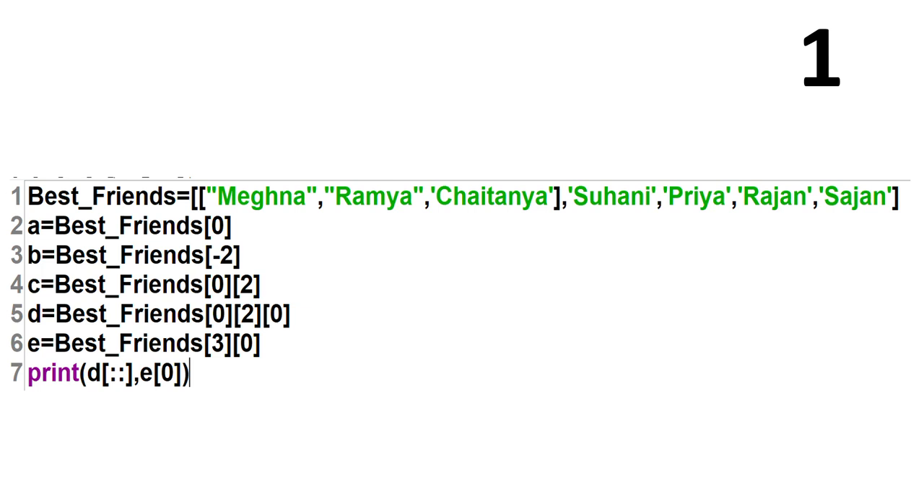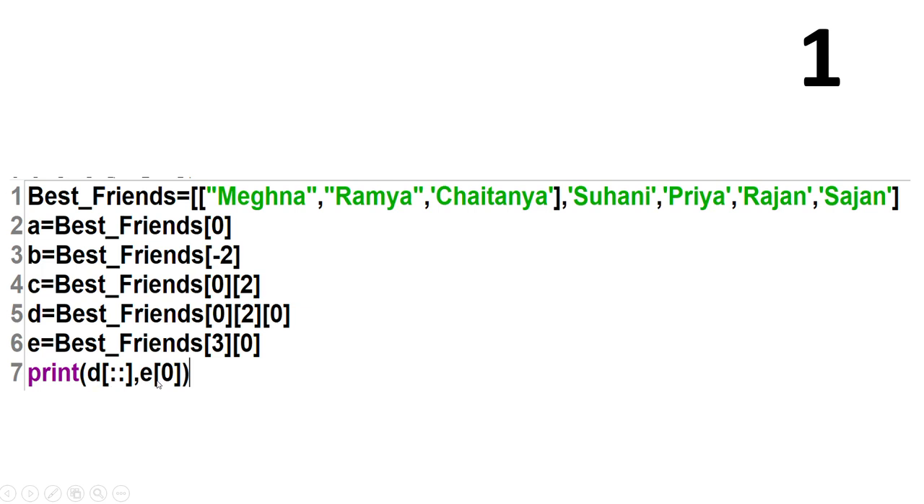So the first question is on the screen, and I'm giving you 1 minute, guys. So let's start. See here, we are talking all about the list here, in this best friends: Meghna, Ramya, Chaitanya, Suhani, Priya, Rajan, Sajan. Okay. And then what you have to find is print. Finally, you have to print this D and then E.